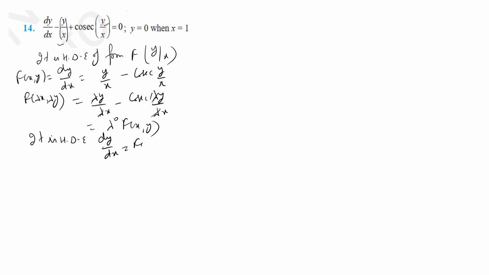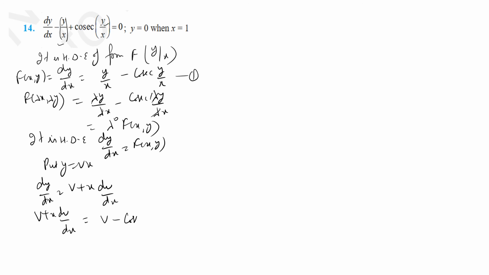So what substitution do we need? We put y is equal to vx. So dy by dx is equal to v plus x dv by dx. So this equation number 1 becomes v plus x dv by dx is equal to v minus cosecant v. So x dv by dx is equal to v minus cosecant v minus v.